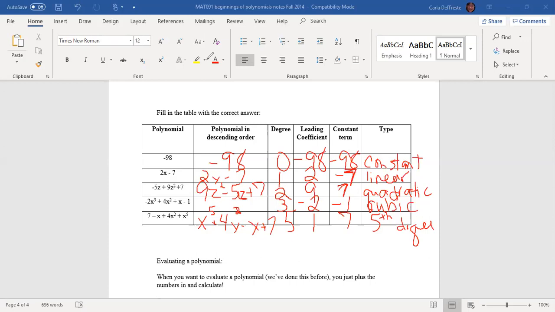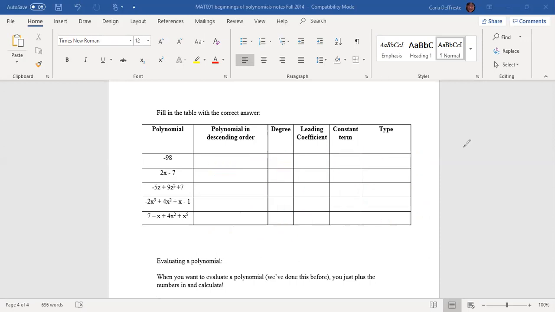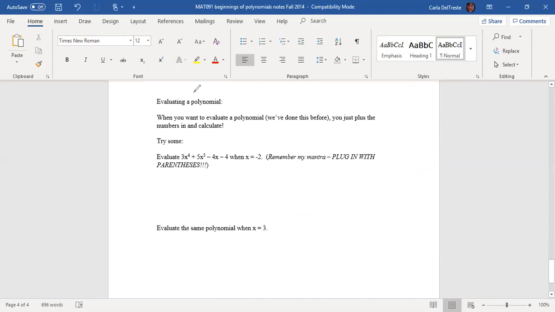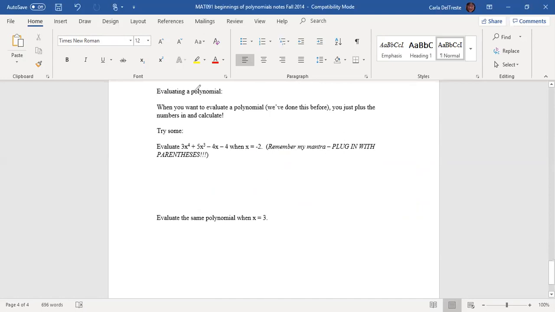Okay, let's continue with the sheet. Evaluating a polynomial is something we've already learned how to do. So this is where you remember my mantra, plug in with parentheses. If I give you an expression and I say evaluate when x equals -2, that means everywhere we see x, you're going to plug in -2, and then you can plug it directly into your calculator like that. So because we already learned that, I'm not going to show you that here, but just remember that that is something we already learned how to do.